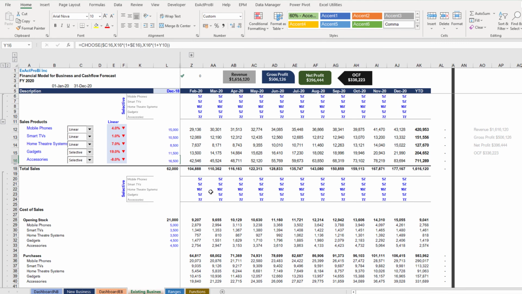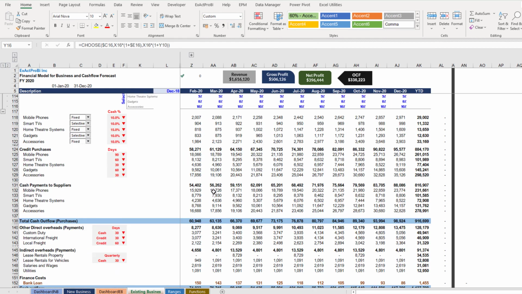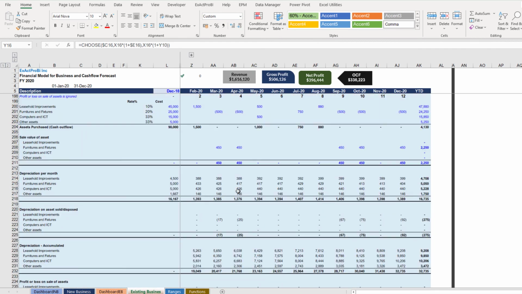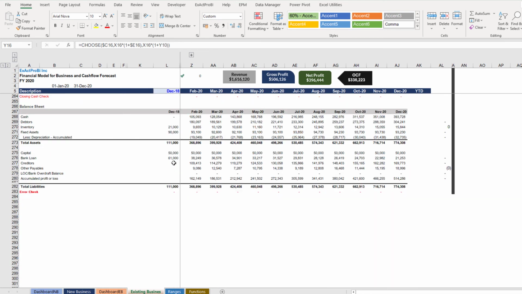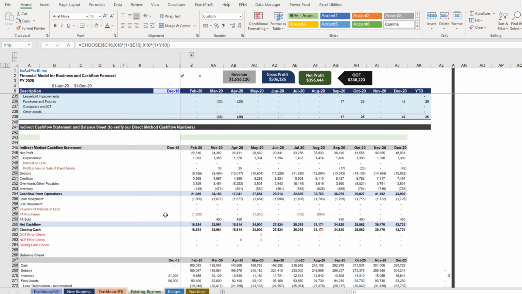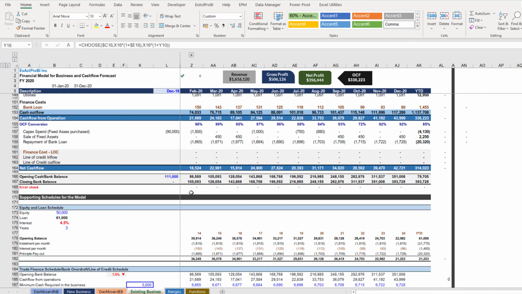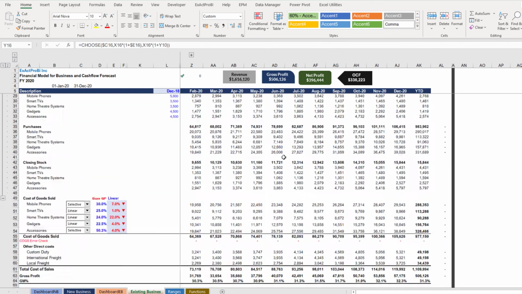Same concept, everything is the same, but this is the real data we need to feed in for the next 12 months, and other data as well. For example, you need to put in your real balance sheet data and fixed asset data, and accordingly you can do the forecast for the existing business as well.